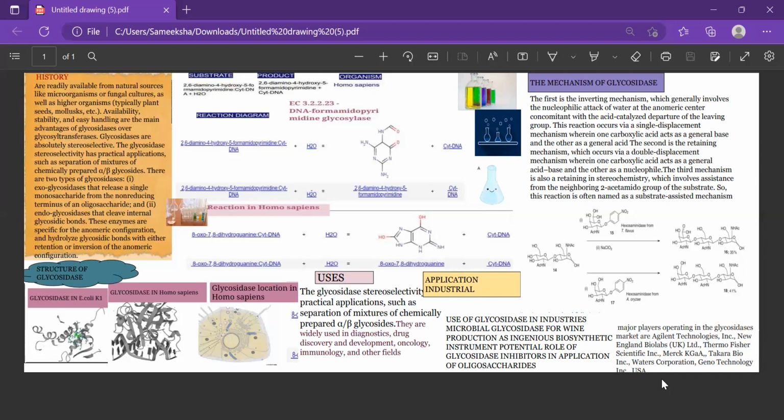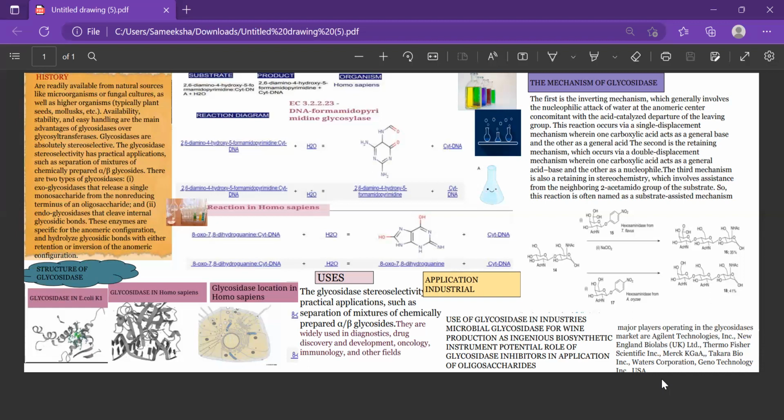I've listed a few because I've got this much space. So here we have the market of Agilent Technologies, New England Biolabs, Thermo Fisher Scientific, Takara Bio, Waters Corporation, and Gentechnology, including USA.